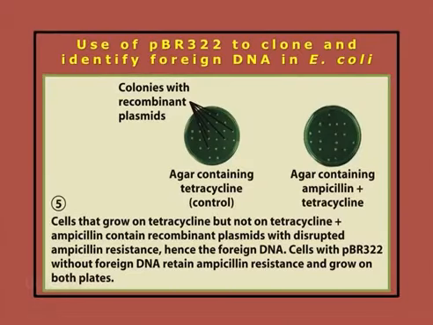For this, we carry out replica plating. How is it done? From the agar plate containing tetracycline, the colonies that we are getting are lifted up and replica plated on a plate containing ampicillin and tetracycline, so that the colonies can be compared with the control. The cells that grow on tetracycline but not on tetracycline plus ampicillin plates are basically the recombinant plasmids, because the ampicillin gene is disrupted by the introduction of the foreign DNA.